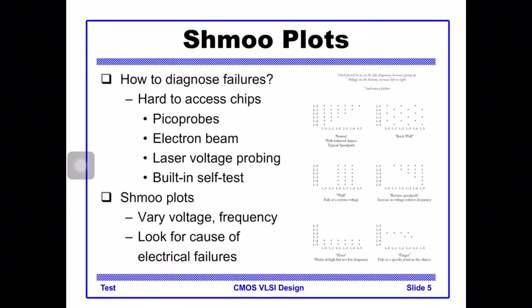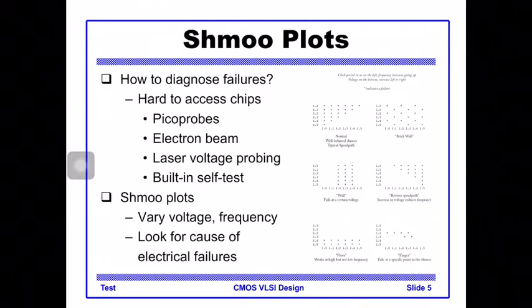So how do you diagnose failures? People normally diagnose failures by using a Shmoo plot. The Shmoo plot was developed by a person called Shmoo, and it is a voltage plot that can be varied versus frequency or different kinds of parameters. What they will do is put the chip on a tester, and they will use certain methods to access different nodes on the chip.